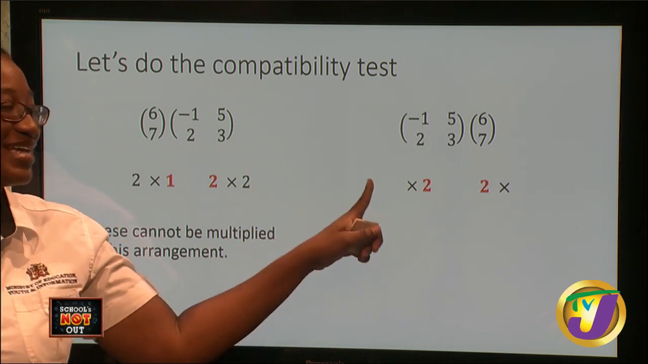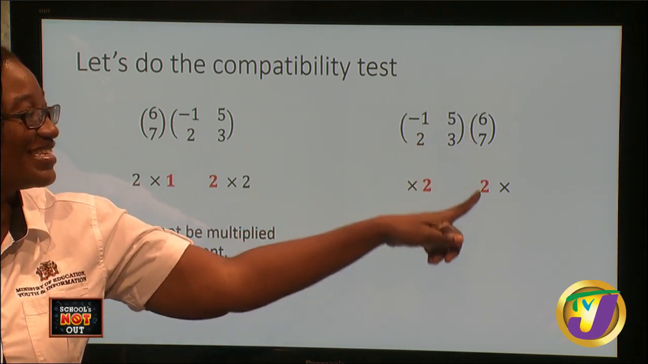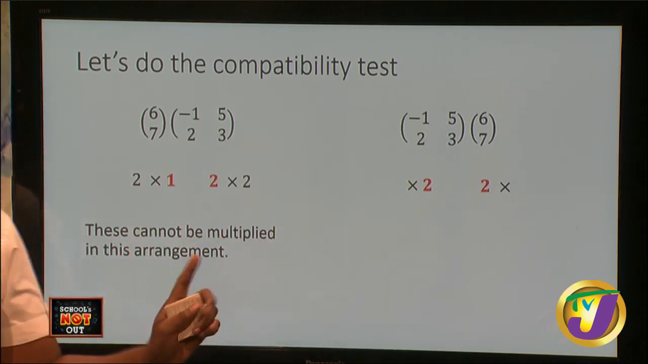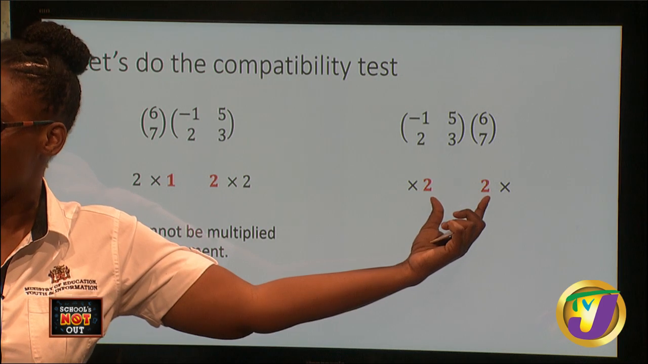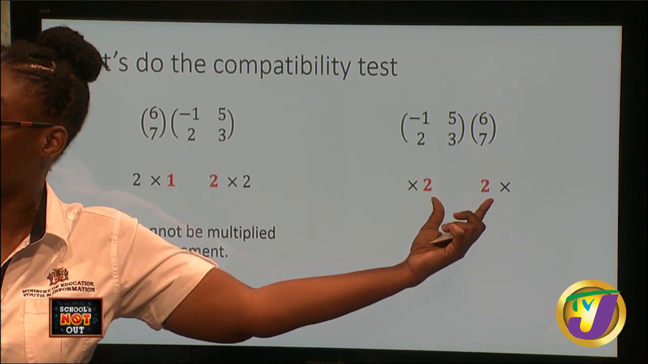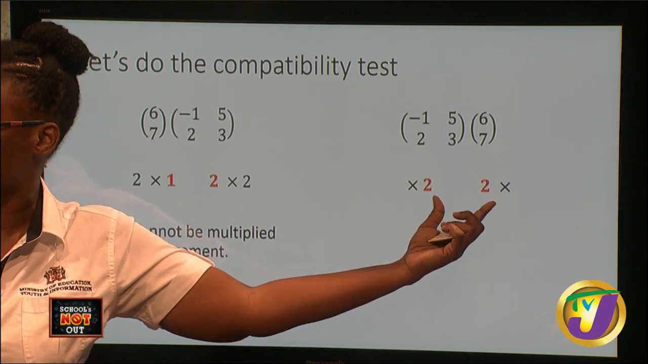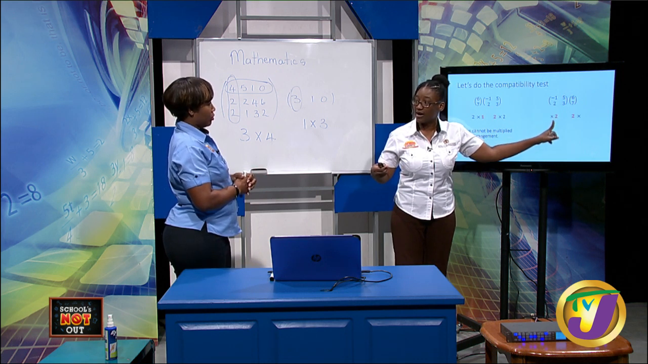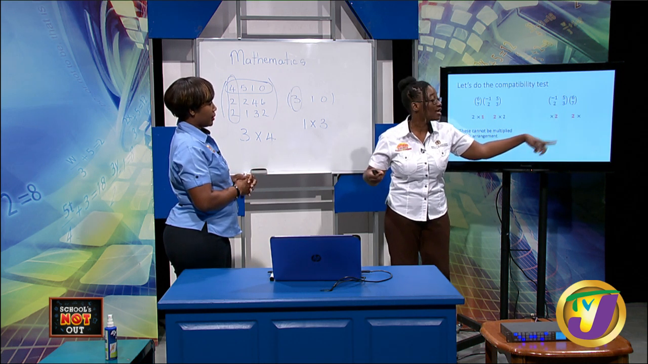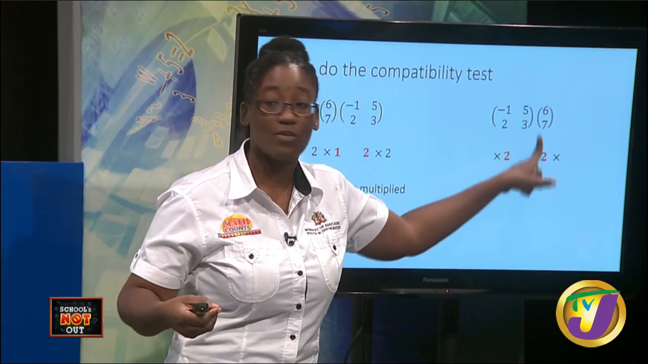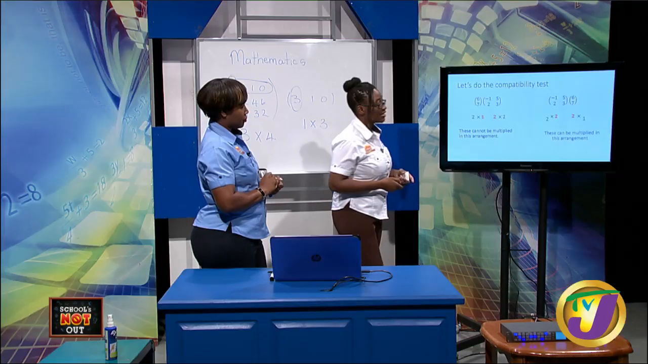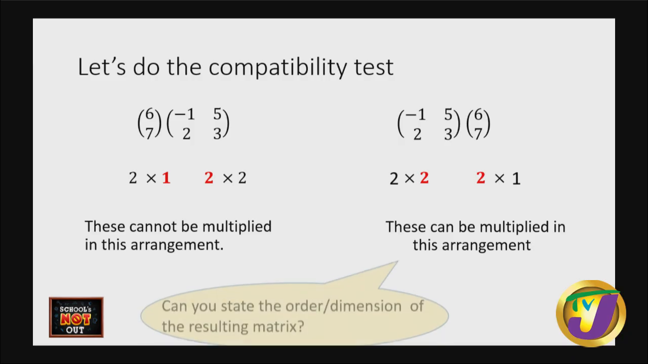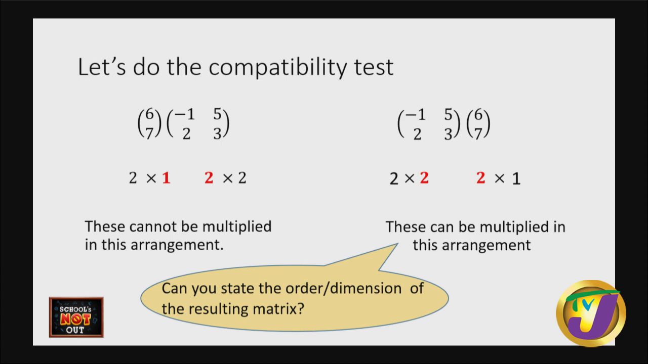So this is a 2 by 2, and this is a 2 by 1. We looked at these numbers earlier, and we know that they have to be the same so that we can have elements that can work with each other. So we have 2 elements in the rows of the first matrix, and we have 2 elements in the column of the second matrix. So we know that these can be multiplied in that arrangement. But here's my question to you: can you state the order or the dimension of the resulting matrix?